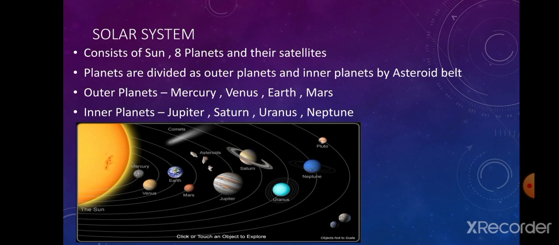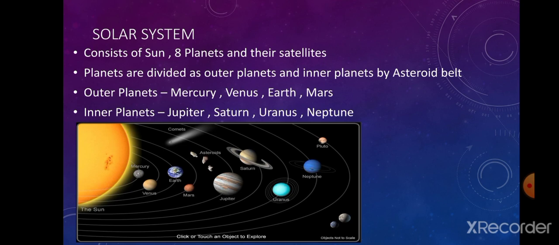The solar system consists of a sun, 8 planets, and their satellites. Planets are divided as outer and inner planets. The inner planets are Mercury, Venus, Earth, and Mars. Here you can see the picture of the planets. The first four planets are the inner planets, and the next four, Jupiter, Saturn, Uranus, and Neptune, are the outer planets.